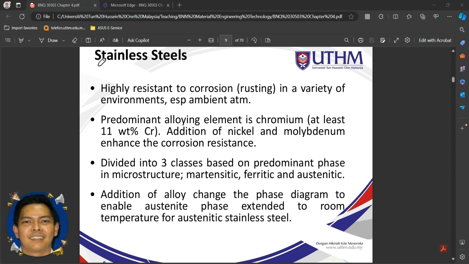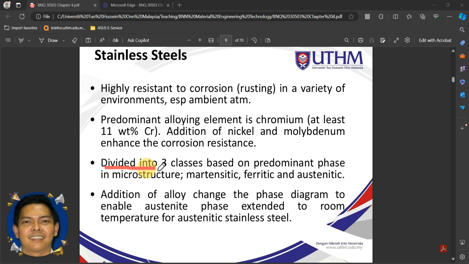Stainless steel. Stainless steel is known as highly resistant to corrosion, in terms of rusting, in a variety of environments, especially at ambient atmosphere. The predominant alloying element is chromium, at least 11% by weight. Addition of nickel and molybdenum enhances the corrosion resistance, making it more resistant to corrosion especially at ambient temperature.